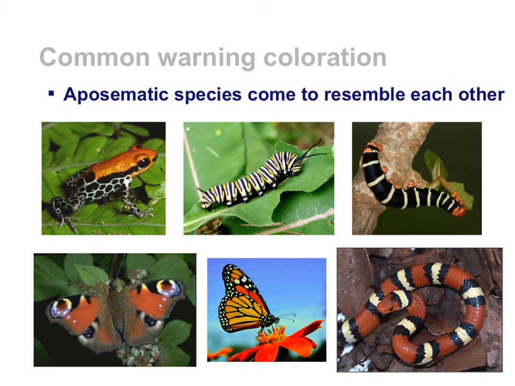Using aposematic species or coloration, different species tend to resemble each other, but also some rather notable species just have this bright and very visible pattern or coloration, or maybe it's a call or behavior, that basically screams out, "Don't mess with me, bad things are going to happen."